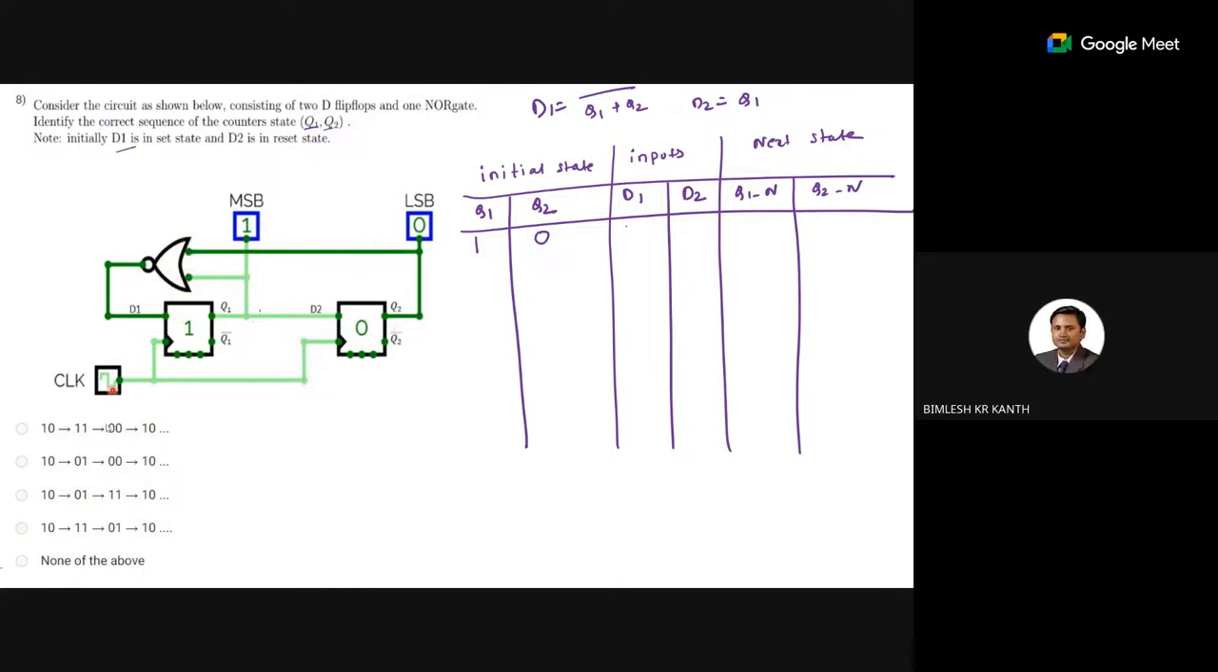So with 1 and 0, the NOR output will be 0. D1 is 0, D2 is 1. For a D flip-flop the input is copied, right? So Q1 next will be 0 and Q2 next will be 1.